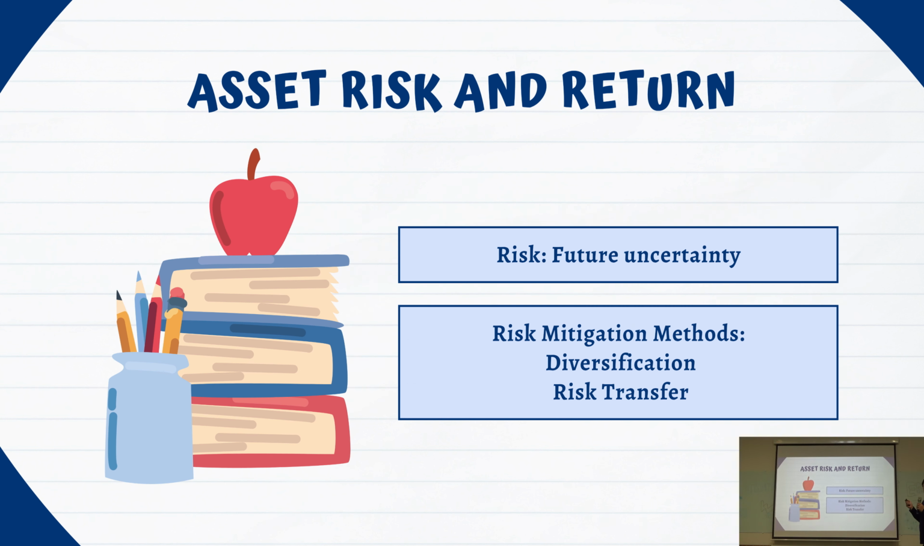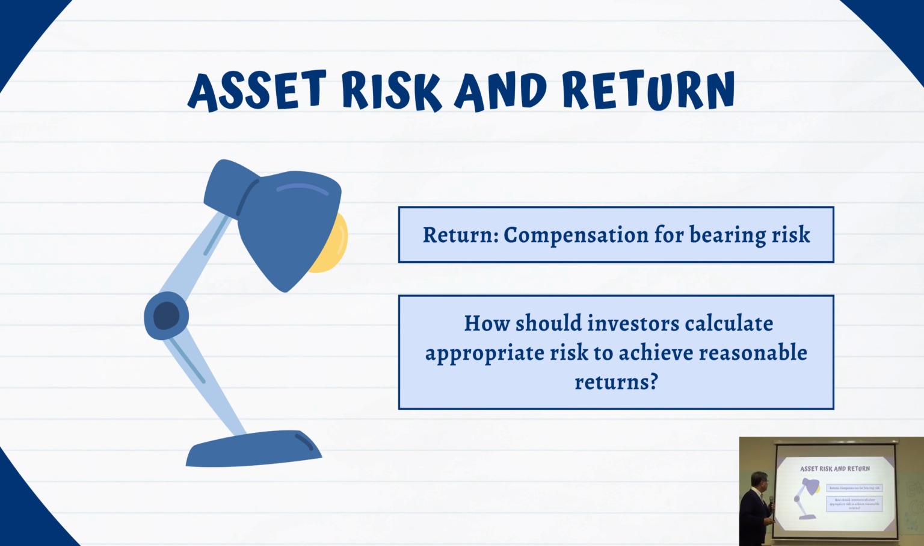Just remember, risk is what you have to bear with for future uncertainty. So you have to figure out how to manage your risk. It's difficult. There are a lot of ways to manage risk. You can do risk diversification. You have to do risk transferring. In the class, you're going to learn that.